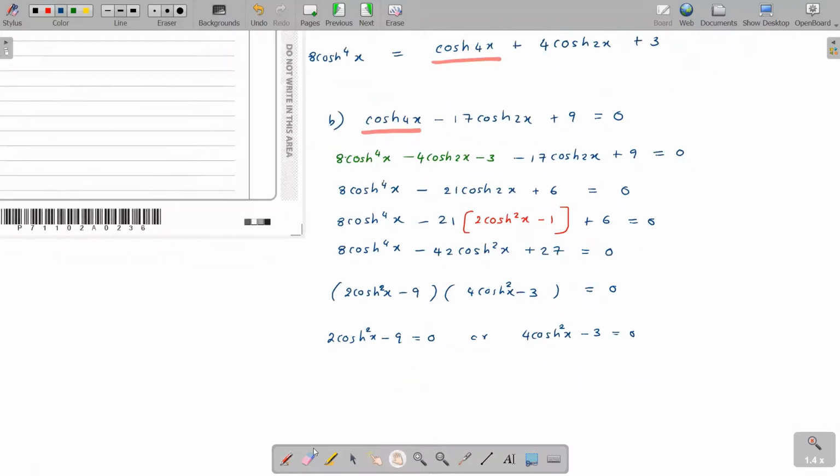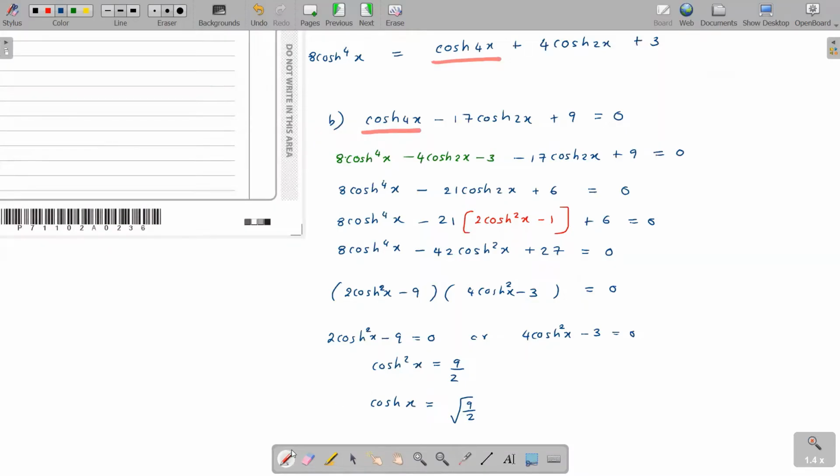So then I get here cos square x equals, what's the answer? 9/2, which gives me cos x is root 9/2. By the way, in cos x, do I need to use plus or minus? Normally when you put the root, we put plus or minus, right? But you need to remember some properties about the cos graph. So what are the properties in the cos graph?